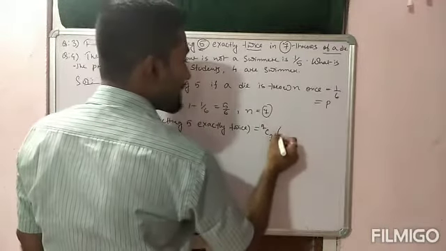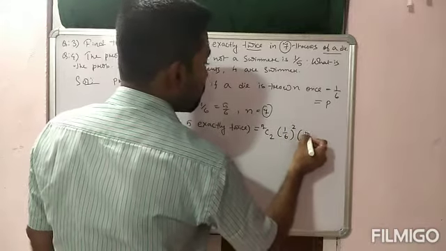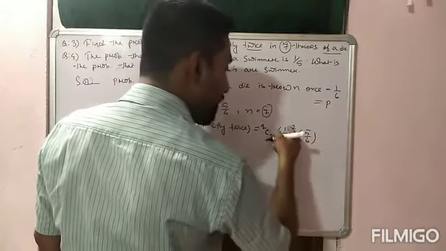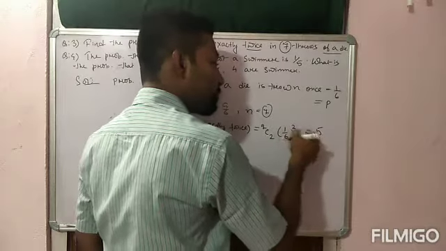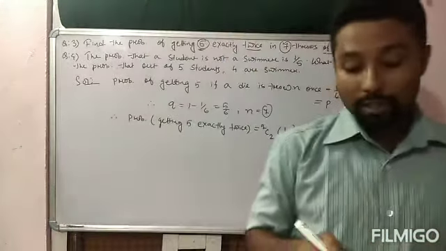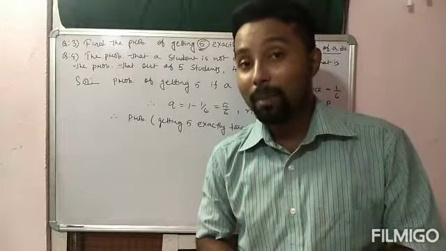P means 1 by 6. 1 by 6 to the power 2 into 5 by 6 to the power... If 1 by 6 to the power 2 is there, then what should 5 by 6 to the power be? 5, because 2 plus 5 is 7. You have to throw the die 7 times, and out of 7 times, success is asked only 2 times.